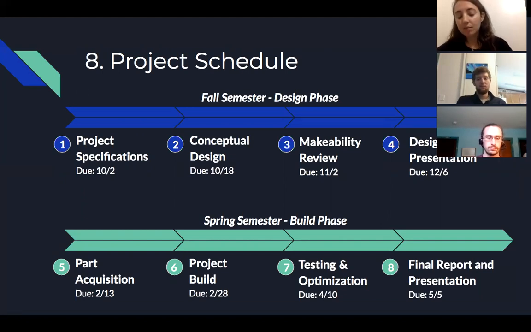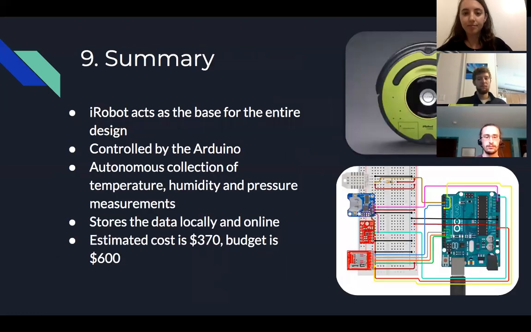For the spring semester, which was the build phase, we first ordered and acquired all the parts needed. We then went into building the project first on a breadboard to make sure that all the circuits were running properly, and then soldering the components together. Testing and optimization was then completed, or would have been completed, to ensure that the program was running accurately and to troubleshoot any code. And then we have a final report and presentation due in May.